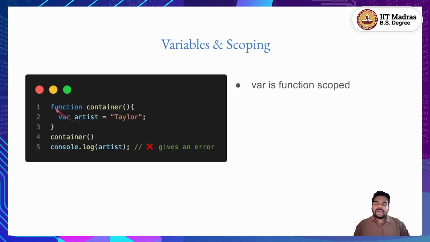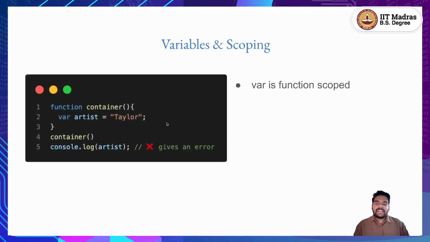Here's an example of var being function scoped. If you declare var inside a function and call it, then after calling this function, the artist variable, I can't access it because var is only contained inside the function. Even let and const will not creep out of the function. So let and const will be contained by both the function and a block.